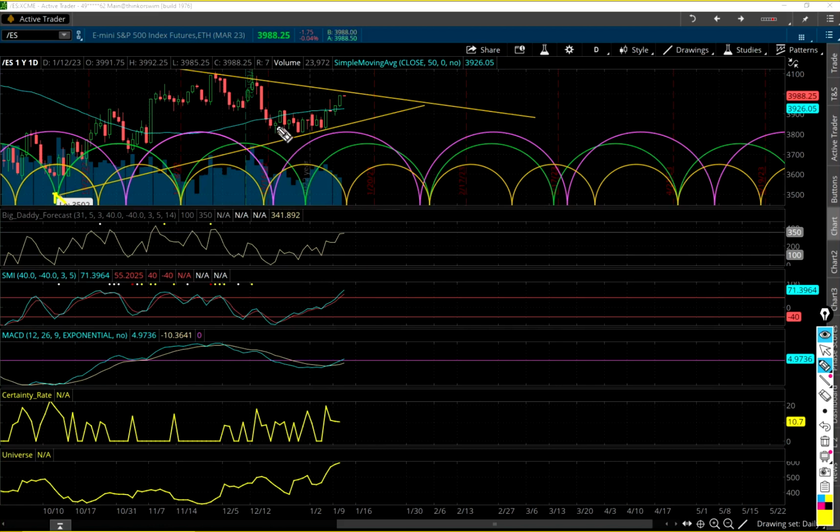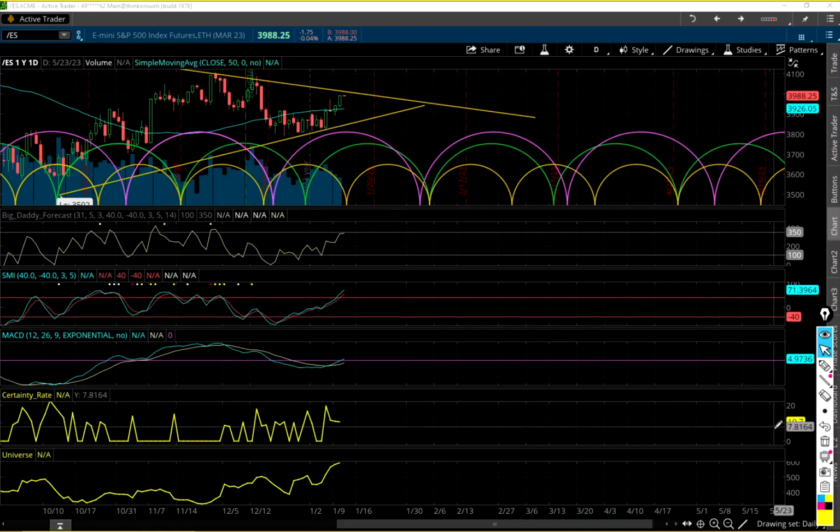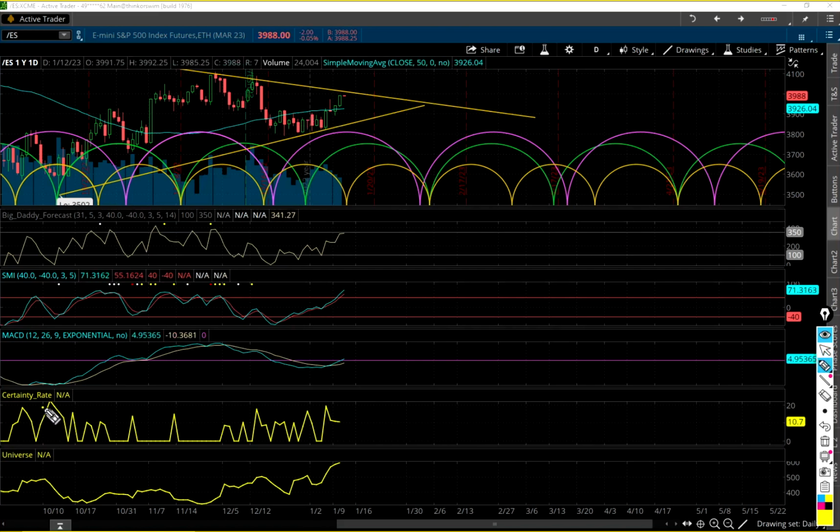So I knew that all of this stuff in here was trapped between the lower trend line and the 50-day moving average. It's just garbage. Other than day traders, this is just a garbage zone. I'm not touching it. So the 16.5 got my attention on the certainty rate.